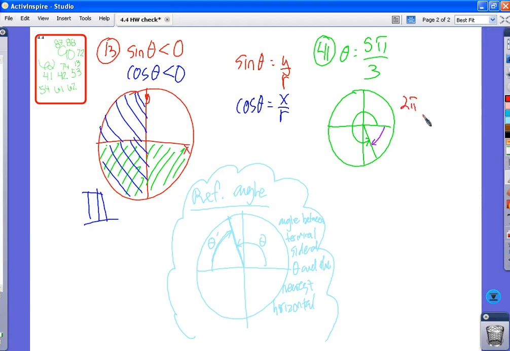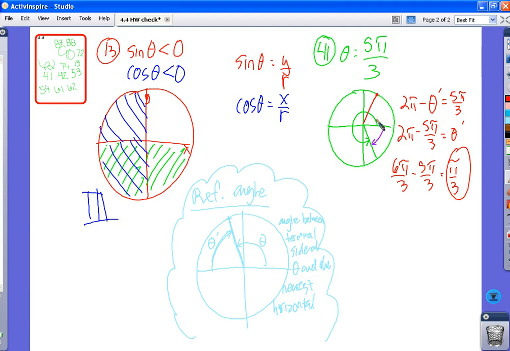2π is all the way around, and if we subtracted what we're looking for, we would find 5π/3, right? So if we solve for this, we'll subtract 5π/3 from both sides, we'll add theta prime to both sides, so we get 2π minus the angle will give us the angle we're looking for. We want to have two known numbers equal an unknown quantity. So that would be, like you said, 6π/3 minus 5π/3 is π. There's the reference angle.